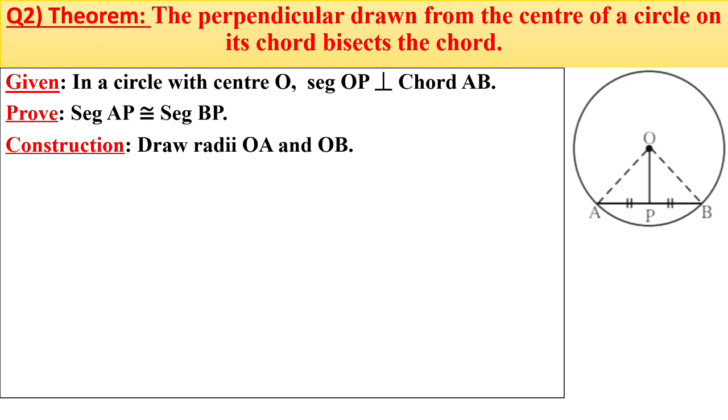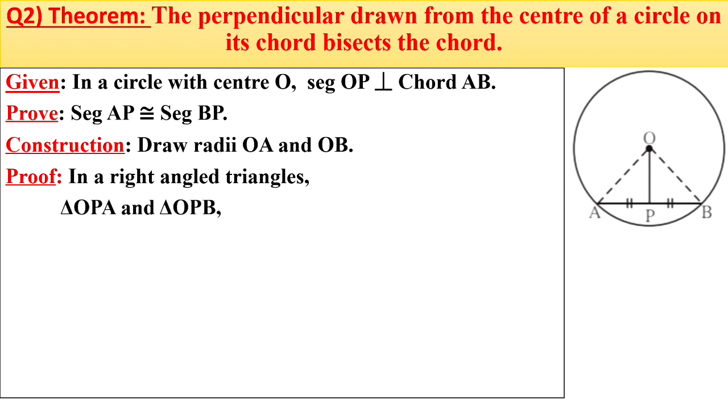Now construction, what have we done? We have made the radii OA and OB, two radii are there. Now we have to prove, in the right angle triangles, we have two right angle triangles, OPA and OPB. We have two triangles.